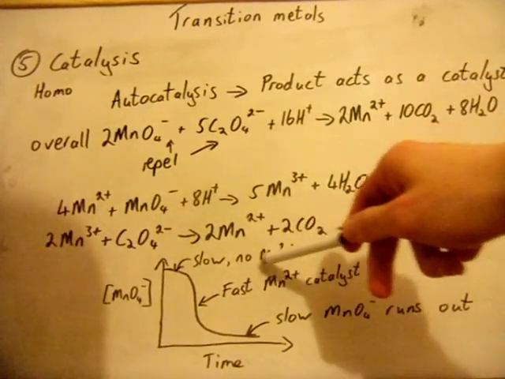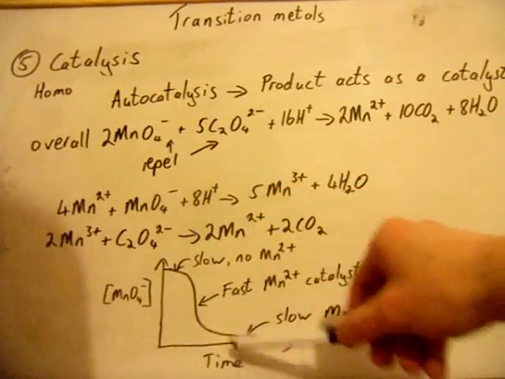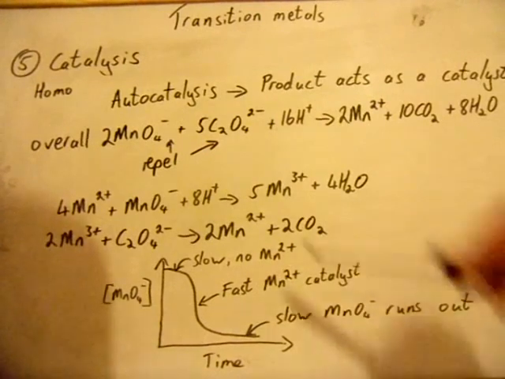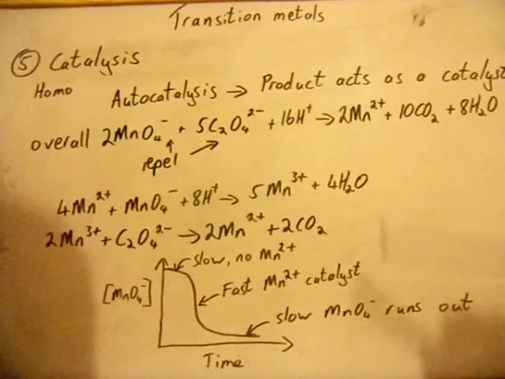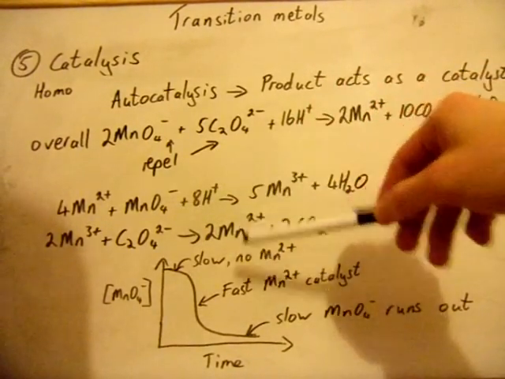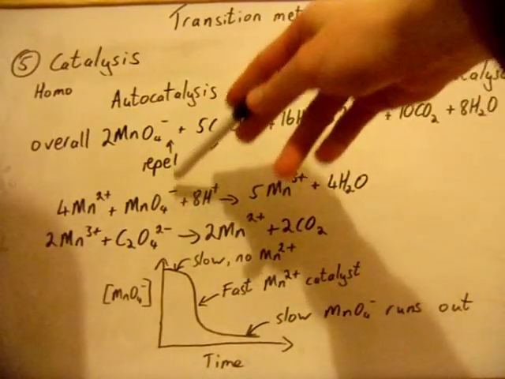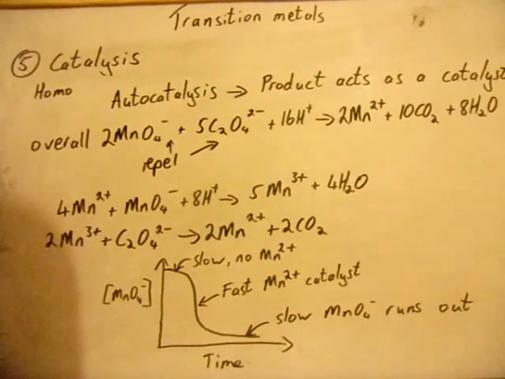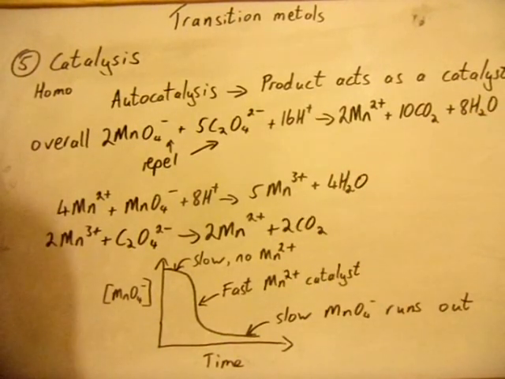Now, initially we're going to have no Mn2+. So if we were to plot a graph of the concentration of the manganate here against time, as you can see, initially the slope's going to be very shallow because of the repulsion, very slow reaction taking place. But as some of the Mn2+ is produced, and as you can see here, we're going to have two reactions taking place, where the Mn2+ is reacting with the manganate, turning to Mn3+, and then it's reacting with the dioxalate there and going back to the Mn2+.